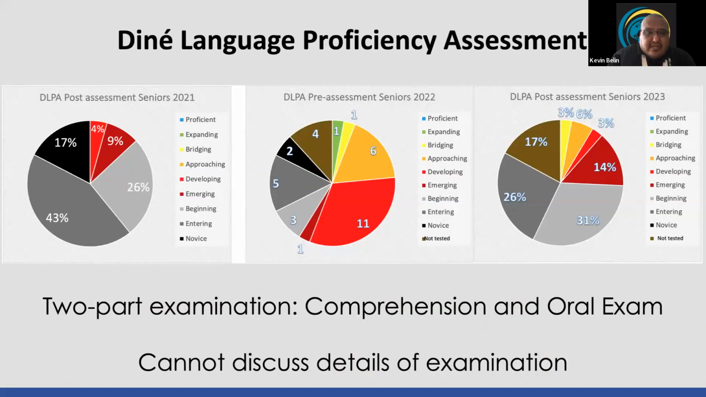Right there, we go. So this is our Diné language proficiency for our seniors. So beginning of their freshman year, this is back when they're freshmen here. I'm sorry, this is the beginning of their freshman year. You see a lot of blacks, grays, and some reds, very little proficiency, okay?